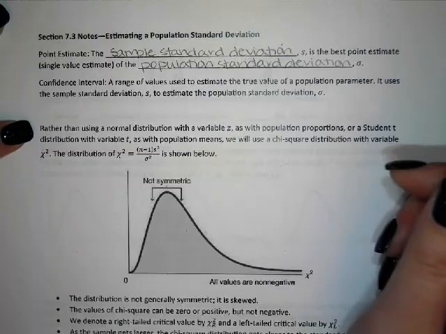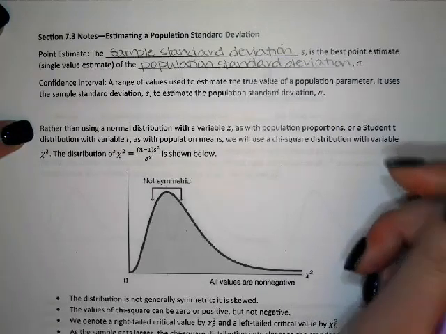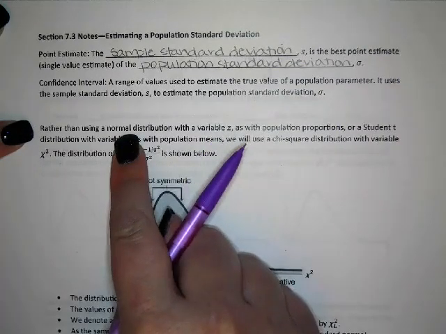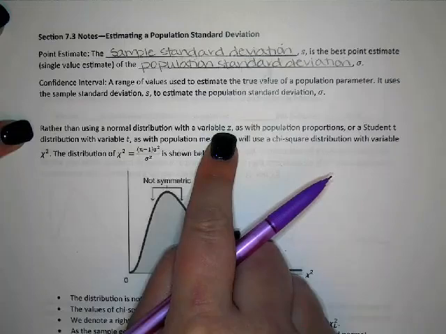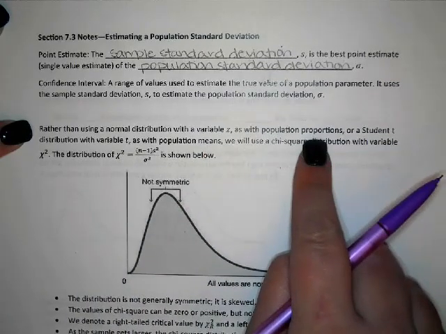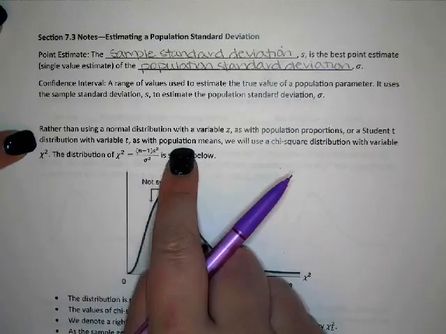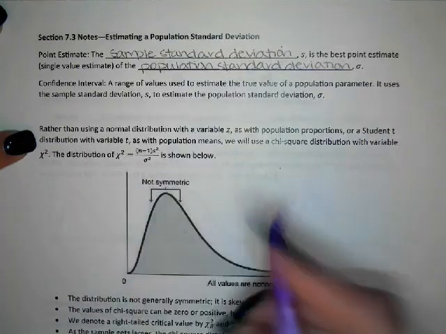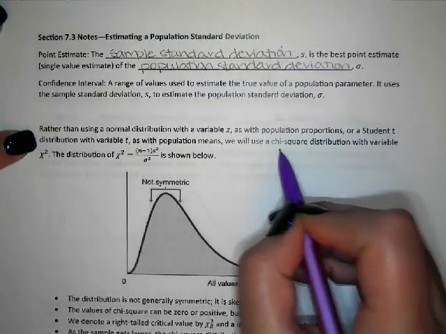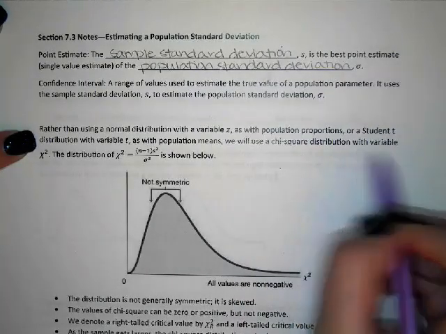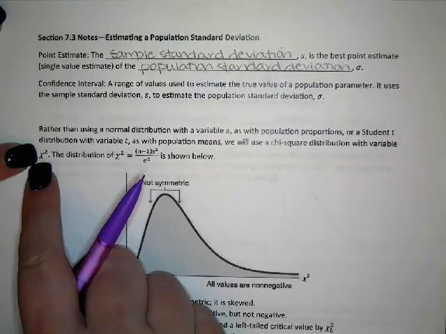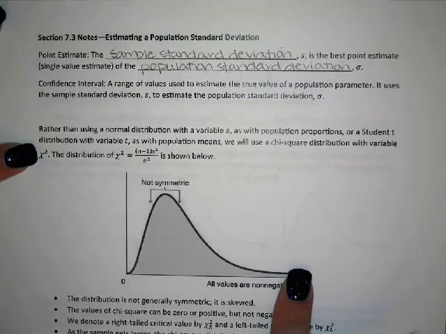When we looked at section 7.1, we used a standard normal distribution with the variable z, and that was for population proportions. In section 7.2, we used a student t distribution with the variable t for population means. So now we're going to use chi-square distributions with the variable chi-square, and that's what this distribution is.